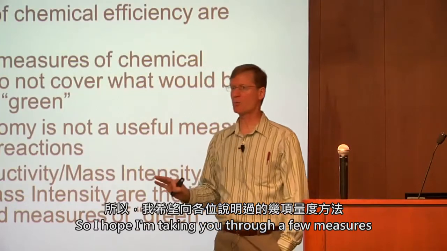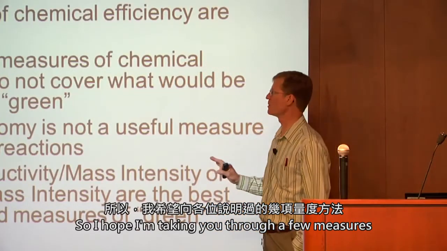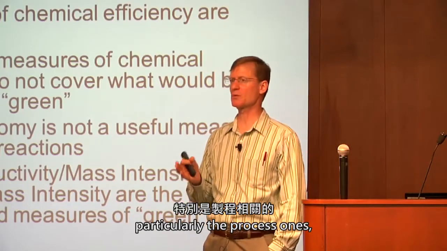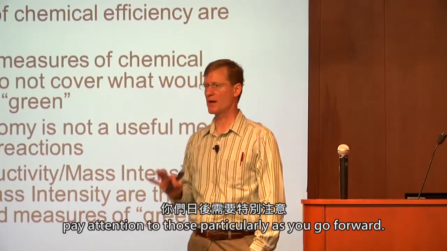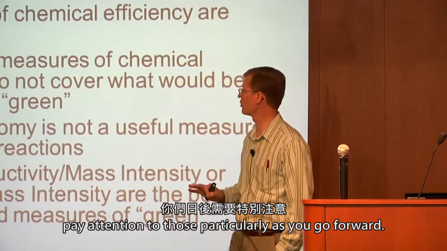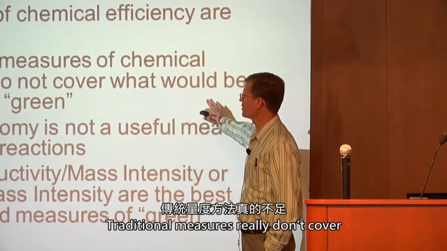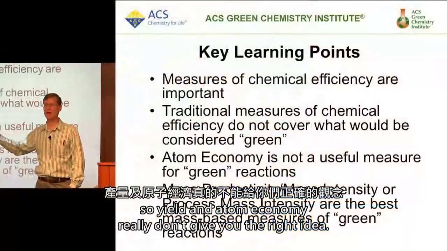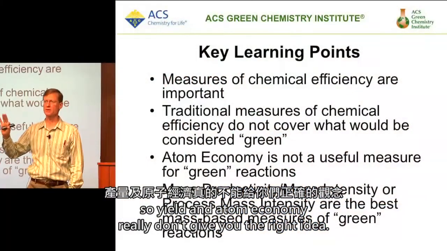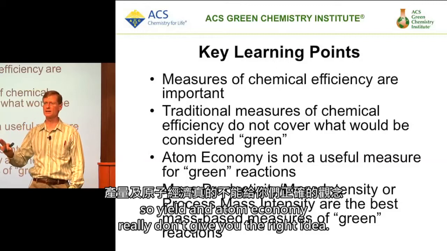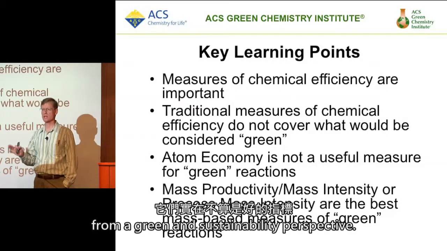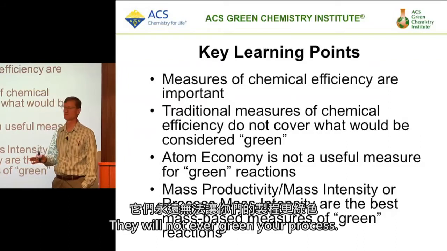So I hope that I've taken you through a few measures, and not a lot, of chemical efficiency, particularly the process ones. Pay attention to those, particularly as you go forward. Traditional measures really don't cover it. So yield and atom economy really don't give you the right idea. They're really not good metrics from a green and sustainability perspective. They will not ever green your process.